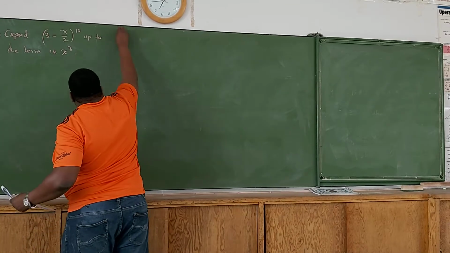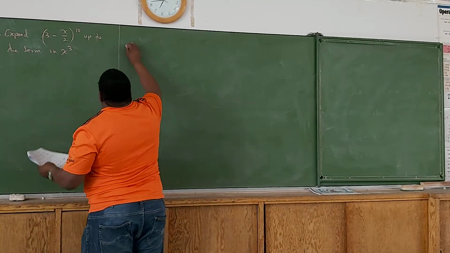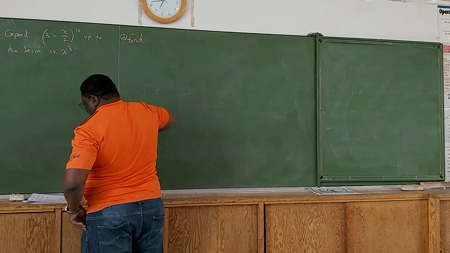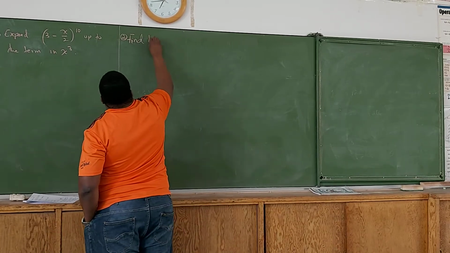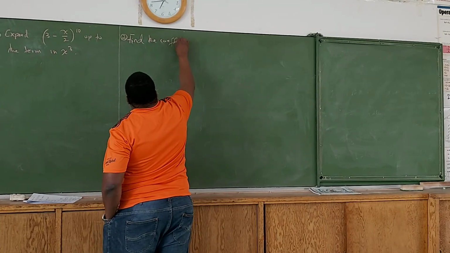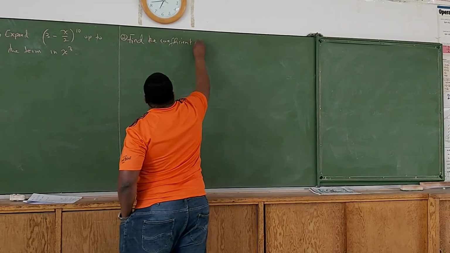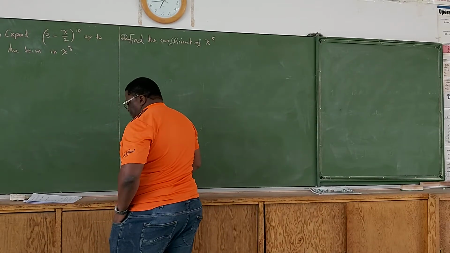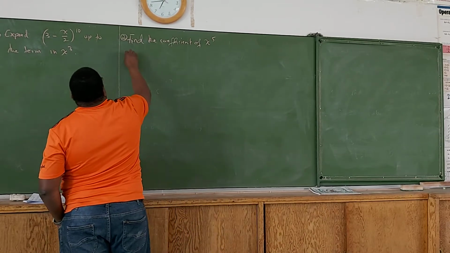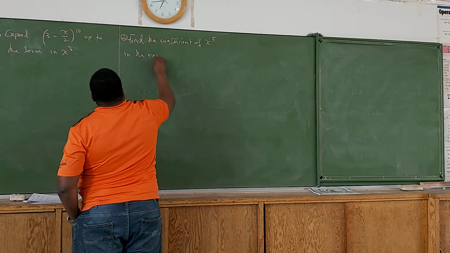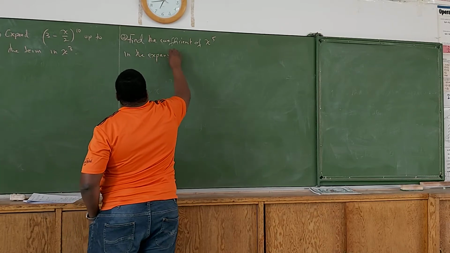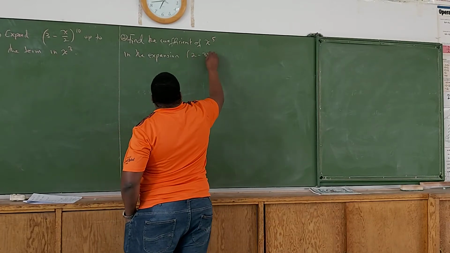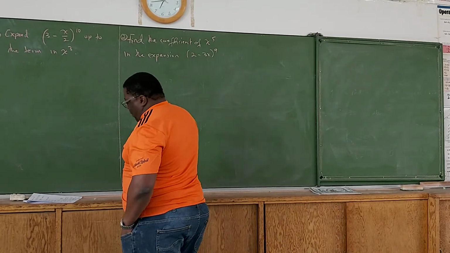The second question: find the coefficient of x to the power 5 in the expansion of the quantity 2 minus 3x all raised to the 9th power.